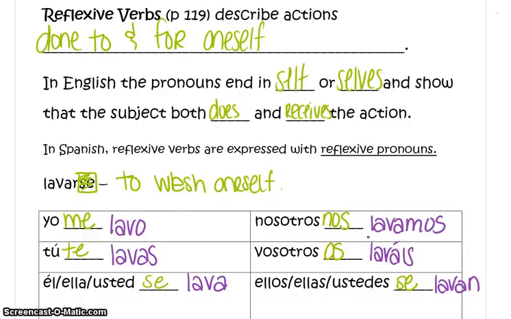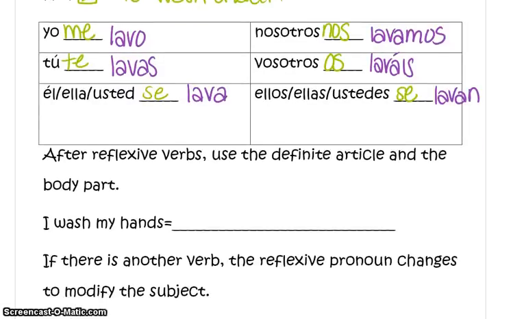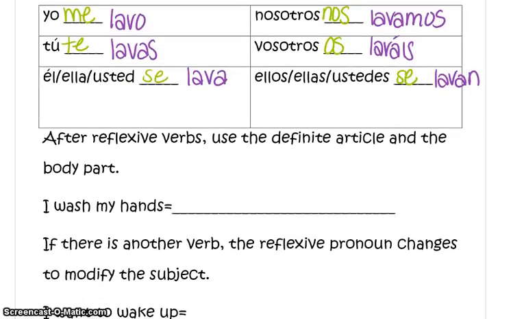So the me, te, se, nos, os, and se play the role of the self or selves that you usually put at the end of those things, such as I wash myself. If you look below, if the reflexive verb requires a body part, such as I wash my hands, you use the definite article and then the body part after the reflexive verb.